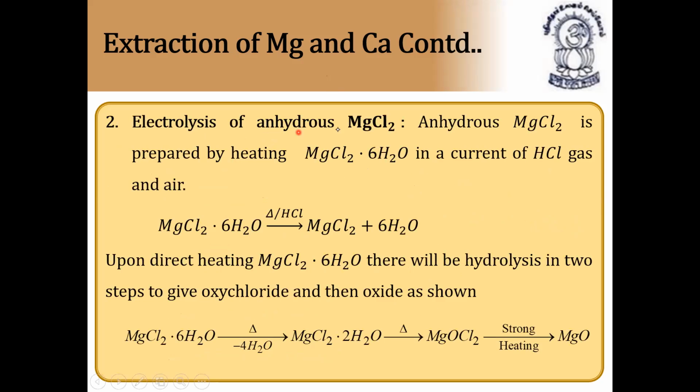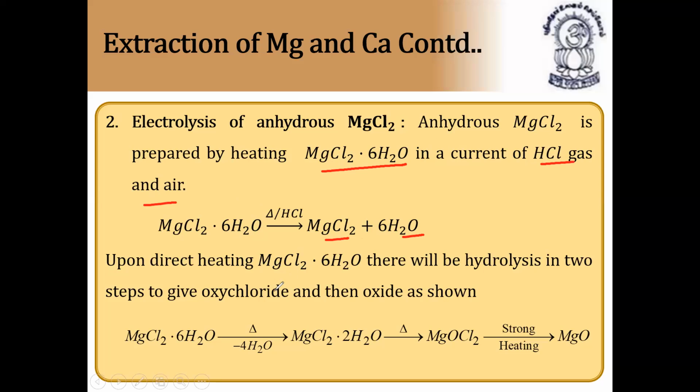Next, electrolysis of anhydrous magnesium chloride. How is the electrolysis carried out? Anhydrous magnesium chloride is prepared by heating MgCl2·6H2O, which is called the salt of magnesium, in a current of HCl gas and air. So MgCl2·6H2O on heating forms MgCl2 plus 6H2O.